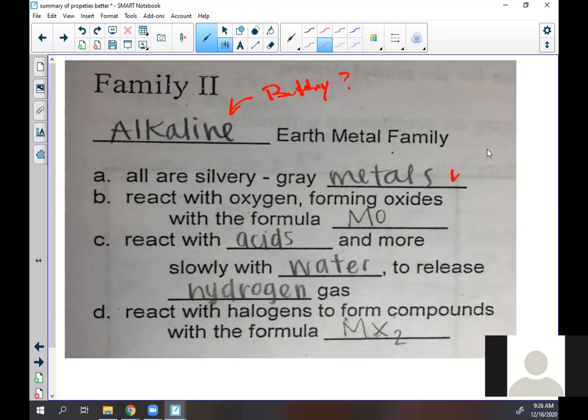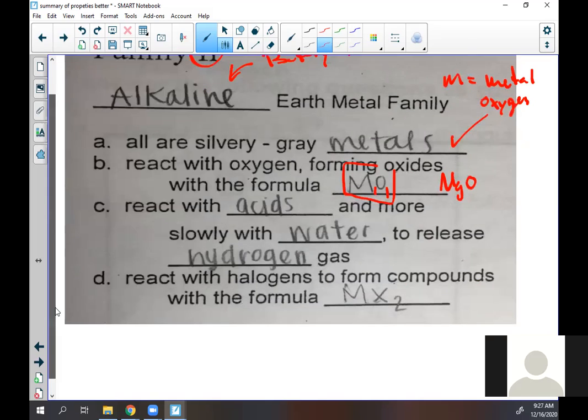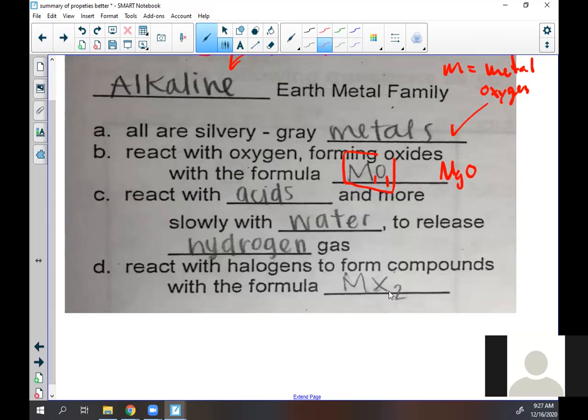All right, they are all metals. They react to form oxides of the formula MO. What this means is M just means metal from the family, and O just means oxygen. So anything from family 2 will form a 1-to-1 ratio with oxygen, like MgO. They react with acids, slowly with water they produce hydrogen, and then MX, that's how they react with family 7s. So MgCl2, it's telling you it's a 1-to-2 ratio.